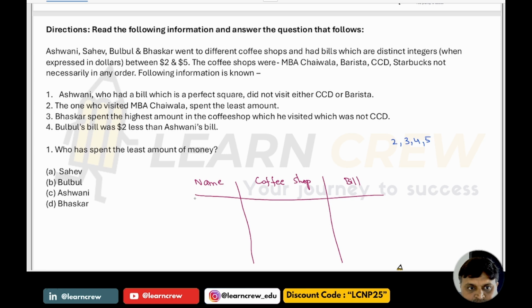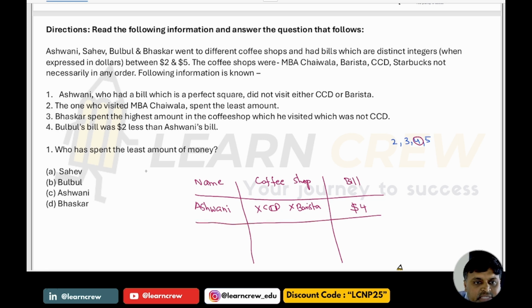First one is Ashwani, who had a bill which is a perfect square. Out of these four, the perfect square is 4 only. Thereby $4 is the bill paid by Ashwani, and it is given that he did not visit either CCD or Barista. It is not CCD, it is not Barista also. This is what is given.